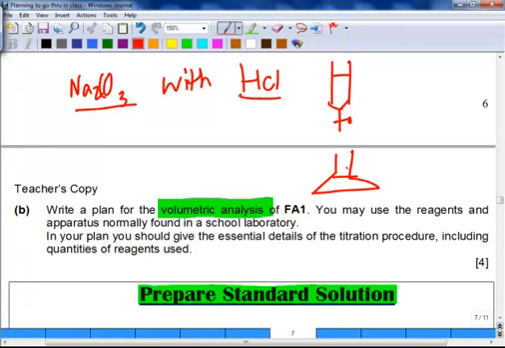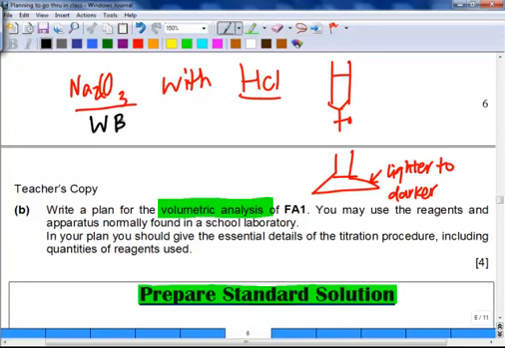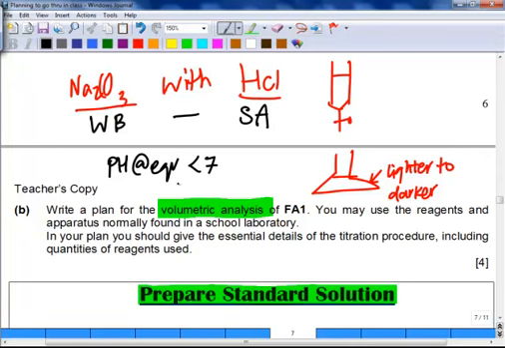Color change is usually lighter to darker color. The color change should be lighter to darker. So before we even start, let's check. This one is a weak base. This one is a strong acid. So strong acid, weak base titration, pH at equivalence point is less than 7. The indicator must be correct, methyl orange.